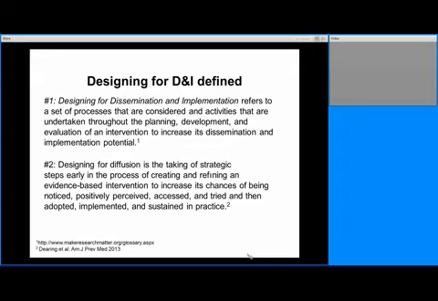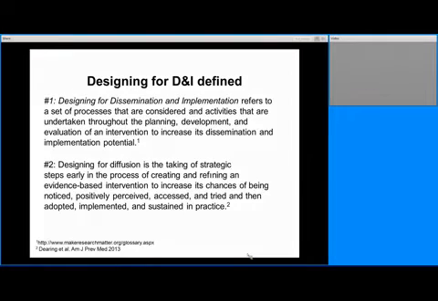So in terms of definition, I don't know if this will align with the definition that you had in mind when you heard the term designing for D&I. There are a couple of formal definitions. One that says designing for dissemination and implementation refers to a set of processes and activities that are undertaken throughout the planning, development, and evaluation of an intervention to increase its potential to be disseminated and implemented in a later stage.